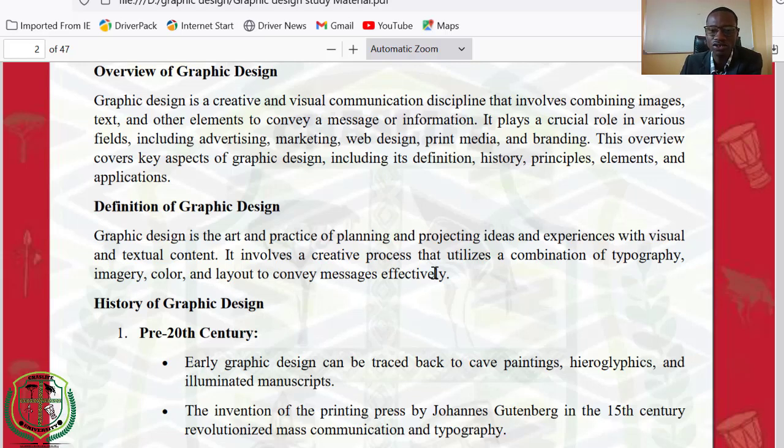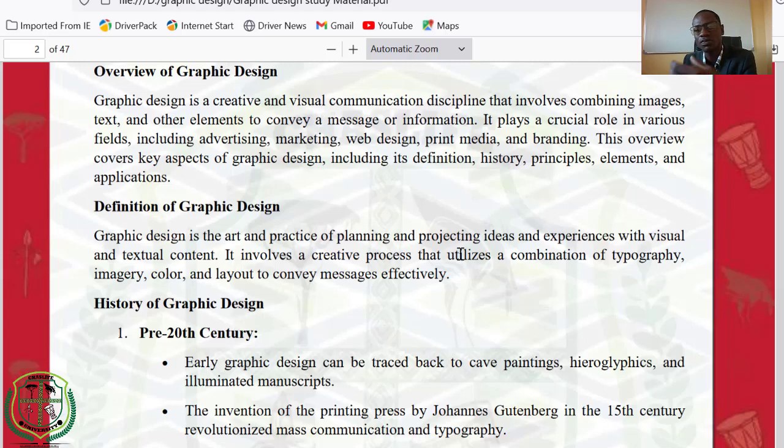So I want you to underline the words planning, projecting ideas and experience. When you talk about planning, you need to sit down first of all and visualize what you need to create. Have a dream of what you need to create, and on top of that, find a way in which you're going to deliver and present that idea, and lastly, you're going to bring out the experience. Based on these, the delivery of these two is dependent on the experience.